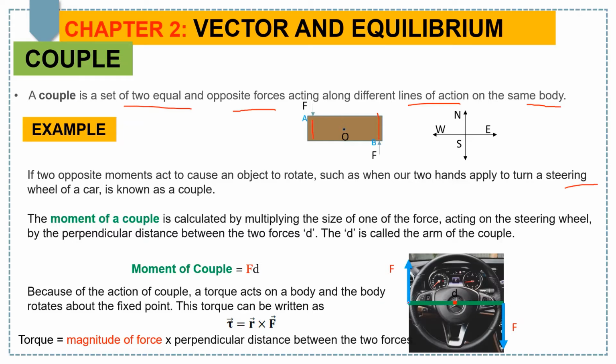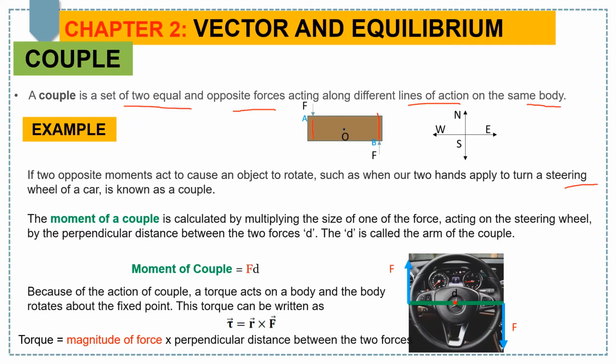Left hand is at this point applying the force. When we apply the force in the north, for example, in upward direction, and second hand, right hand, applying the force F in the downward direction, but this force must have the same magnitude as the force applied by the left hand.